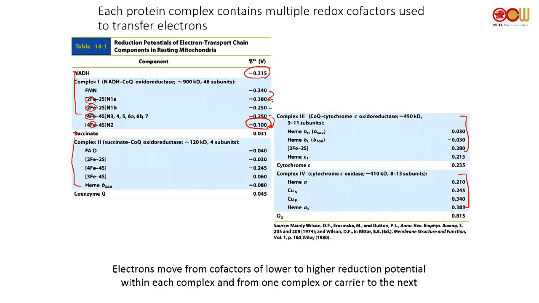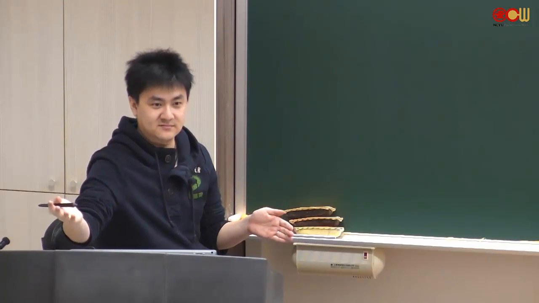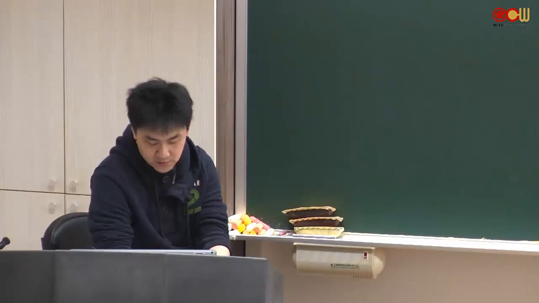Okay, so what you should notice is that a general trend exists for becoming more positive. The electron acceptor is more positive. Eventually you go from NADH, which is minus 0.3, to coenzyme Q, which is 0.04, to cytochrome C, which is 0.23, eventually to oxygen at 0.8. So the electron passing direction is from the more negative to the more positive. I think that should be pretty straightforward.